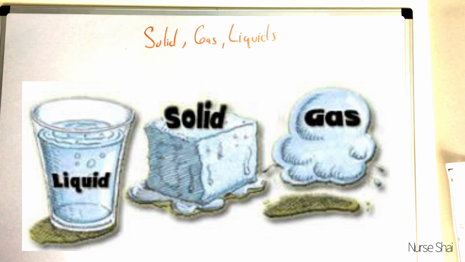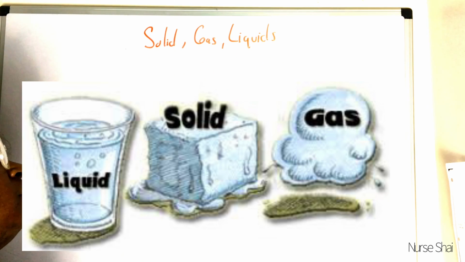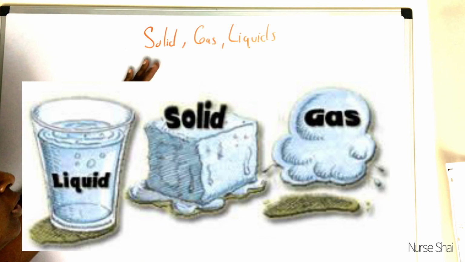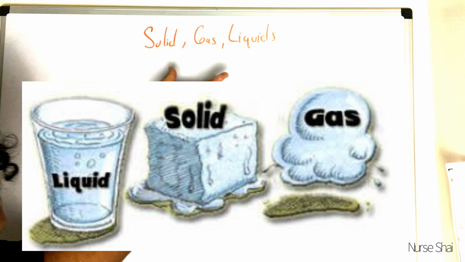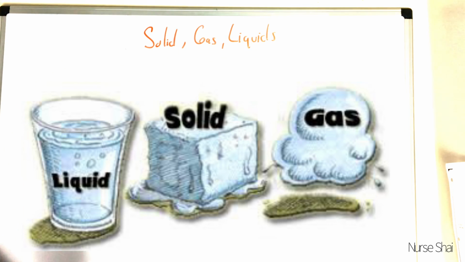And real quick, it's good to know the difference between solids, gases, and liquids. I know that's kind of obvious, but it's good to know. A solid would be like a person, a human. Gas would be like oxygen, air. Liquids would be like water, tea, something to drink. Just make sure you know the difference.